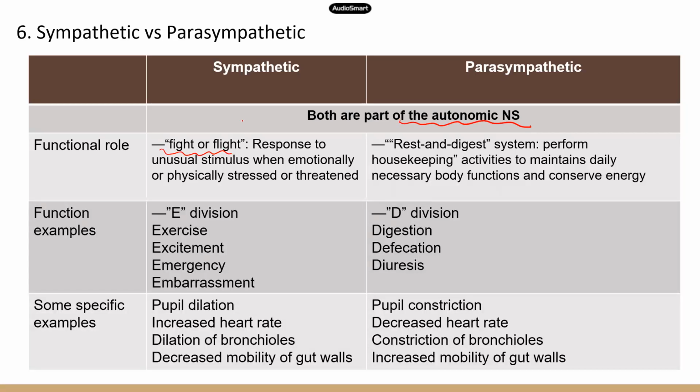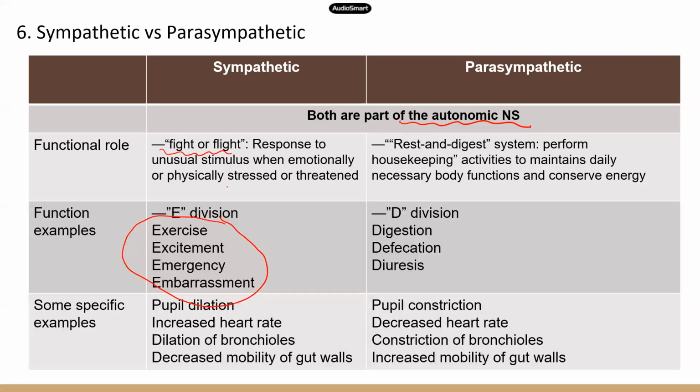That's when there is unusual stimulus in the environment that causes a person to be emotionally or physically stressed or threatened. So for example, if you walk in the dark by yourself and there's some noise behind you, that will startle you, right? That will activate the sympathetic nervous system. Okay, so remember that the sympathetic system is usually involved in these E division activities. So exercise, excitement, emergency, embarrassment.